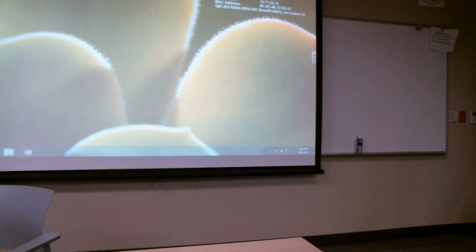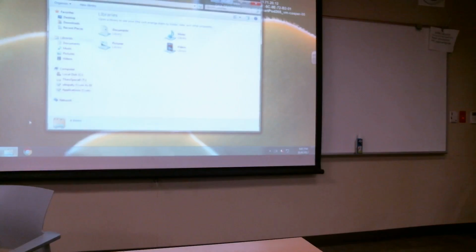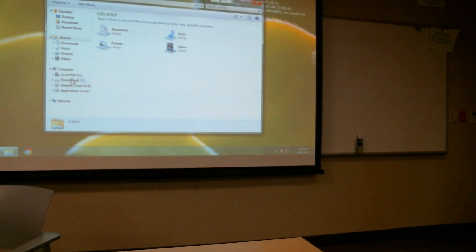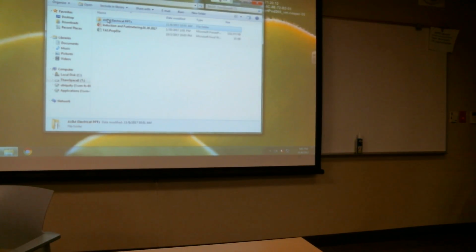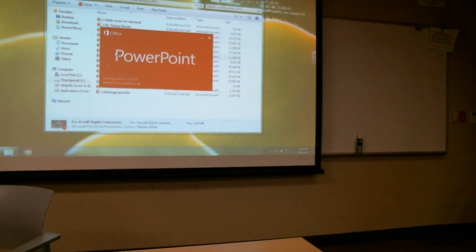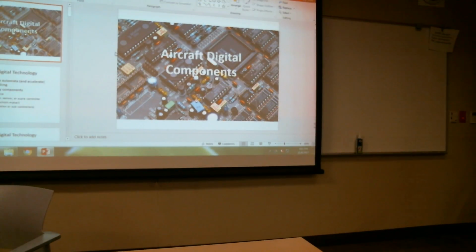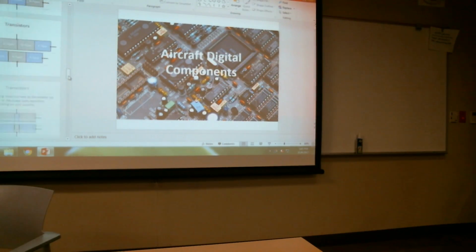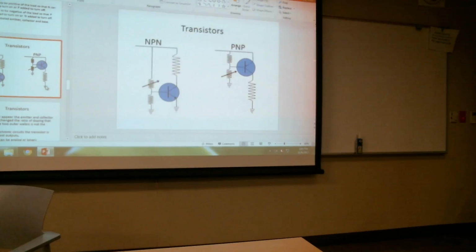Okay, so let me see if I can find it. It would be on the digital components slides. My slides aren't numbered here, but you have an example of transistors with NPN and PNP. Let me go back to digital components. Oh, sorry, I didn't realize it was that far back. I'm reasonably certain there's going to be one there. Yeah, right there. That's one example, sure.